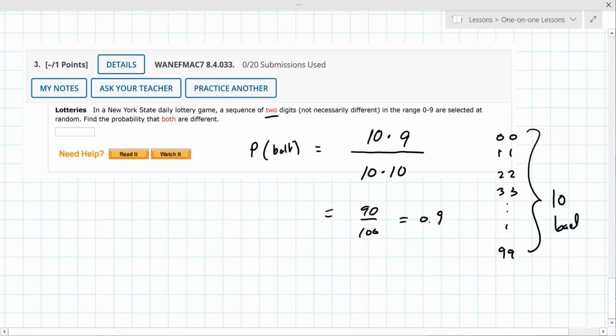0.9, which leaves out the 10 that are bad there. So the only thing that could change for you would be, well, I guess both. Those both could be different. So we'll go 9 out of 10, and we'll see if that's correct. It is. Okay.